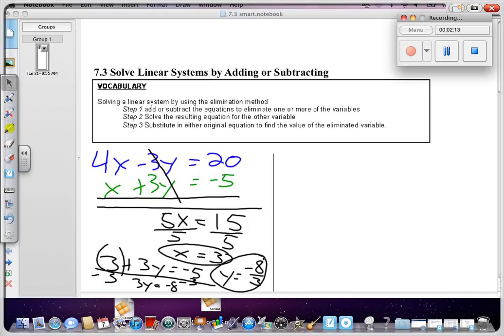I added straight down, right? 20 minus 5 is 15. These cancel out, and I get 4x plus 1x gives me 5x. I divide by 5, and I get x equals 3. Then I take this 3 right here, and I'm going to plug it back into that green equation. And I get 3 plus 3y equals negative 5. Then I subtract 3 from both sides. I get negative 8. And I divide by 3, and I get y equals negative 8/3.